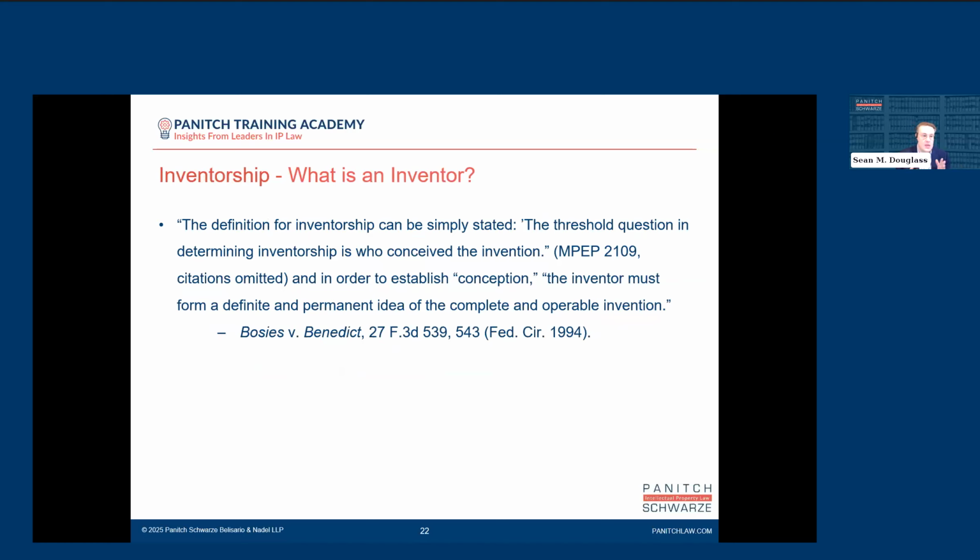There have been multiple cases, and multiple statutes, regulations, and case law that define what an inventor is. This case from 1994, Burroughs Wellcome versus Barr, sets out the initial definition of inventorship: the inventor must form a definite and permanent idea of the complete and operable invention. So that is saying that an inventor has to form an idea. Right there, we're kind of getting into maybe it needs to be a human.